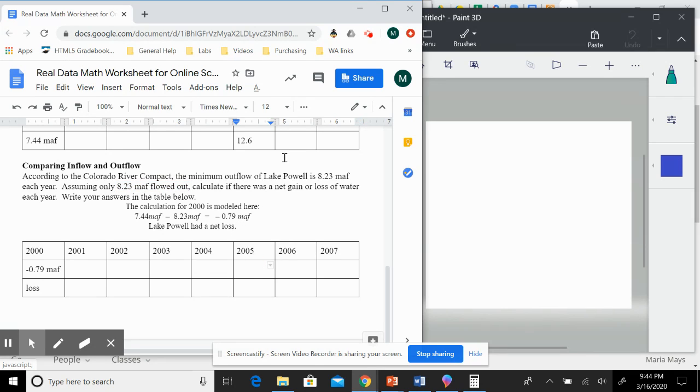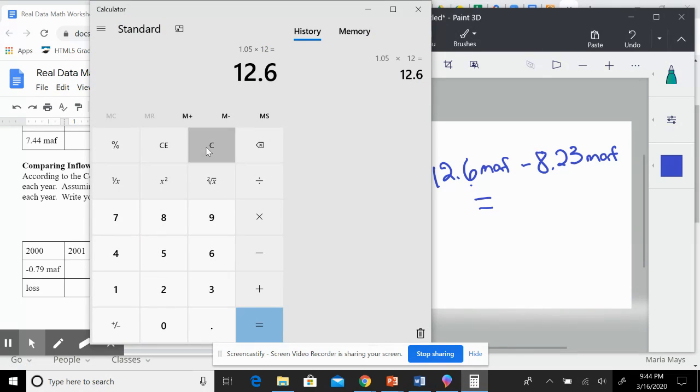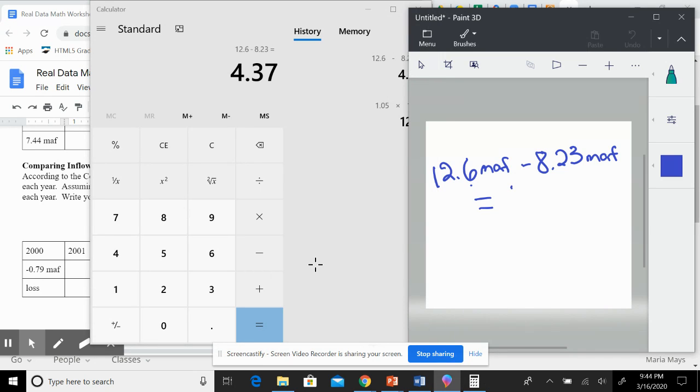So let's go ahead and do 2005. We take our 12.6 million acre feet, 12.6 MAF, minus, and again, we're using that 8.23 because that's like our constant. That's what they always take out of the lake for drinking and whatever. Since I ran out of room, I'm going to slide that equals down here. Let me go back to my calculator. So 12.6 minus 8.23 equals 4.37.